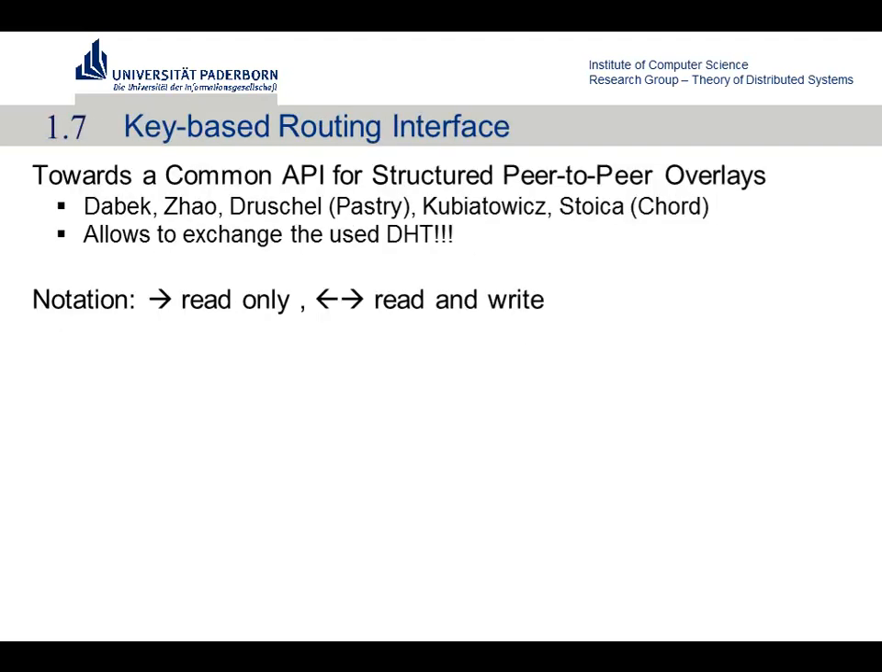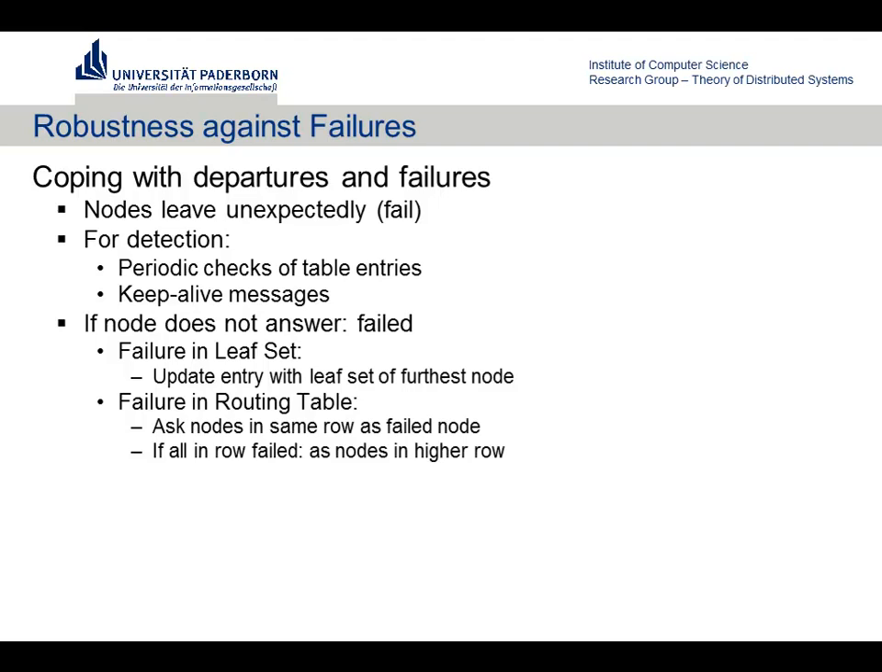And yes, that's it for Pastry. And so that's how the overlay basically operates. And now the question, what can it do? What are the interfaces and what does it look like? What can we use it for? So the authors created a so-called common key-based routing API, which defines what Pastry can do. And I want to go through this API to show you what you can use it for.